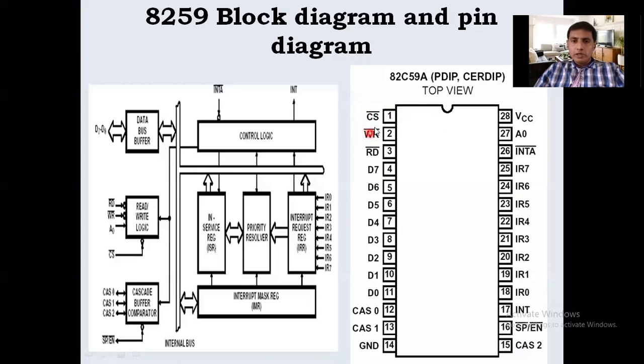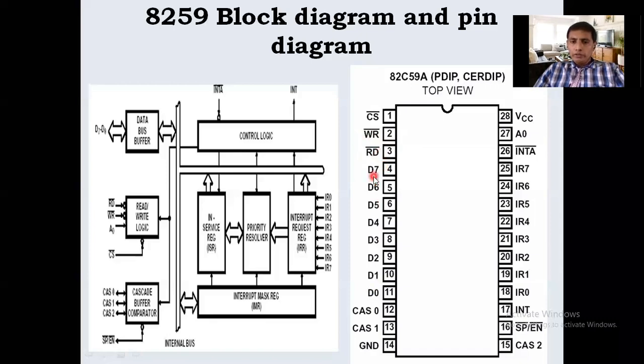Then what is the other one? The write bar signal. Whenever write bar is activated, the processor writes data, that is status information, to 8259. The CPU sends status information to 8259. Now read bar. Whenever read bar is activated, 8259 sends control information to 8086. Whenever write bar is activated, 8259 receives status information from the CPU.